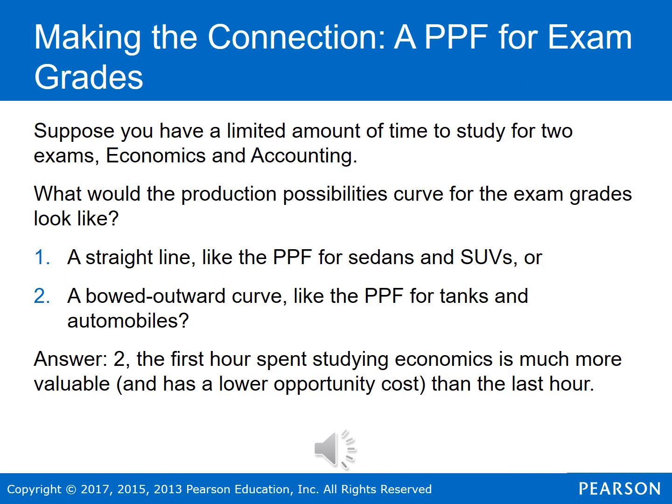So let's make a connection of using the idea of opportunity cost for the real world. So suppose you have a limited amount of time to study for 2 exams. You have your accounting exam and economics exam coming up. So what would a production possibility frontier curve for exam grades look like? Would it be a straight line, like the production possibility frontier we had for sedans and SUVs for Tesla? Or would it be a bowed outward curve, like the production possibility frontier for tanks and for automobiles that we had in the previous example? It turns out it'll be the second, it'll be a bowed out curve.